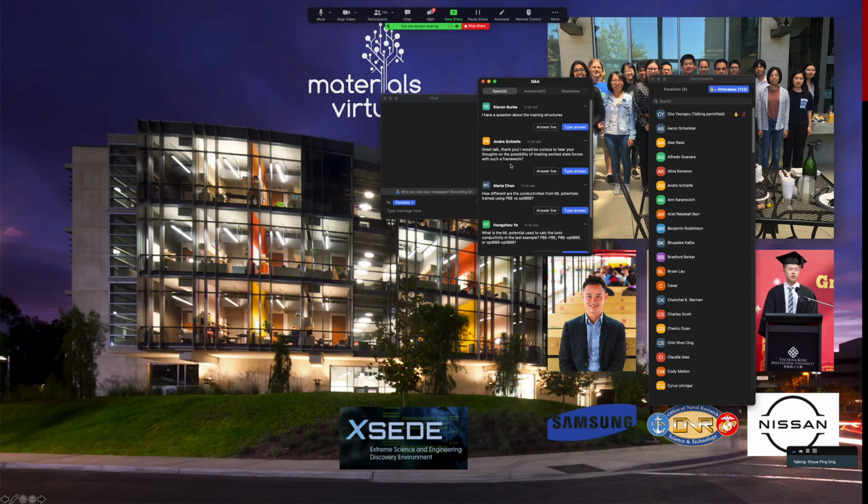Andre asked: I'll be curious to hear your thoughts about the possibility of treating excited state forces with such a framework. Well, I would say that it's possible if you can get the DFT data for the excited state. If you get accurate enough data, I think that shouldn't be a problem. So at least I'm optimistic that it can be done, right?